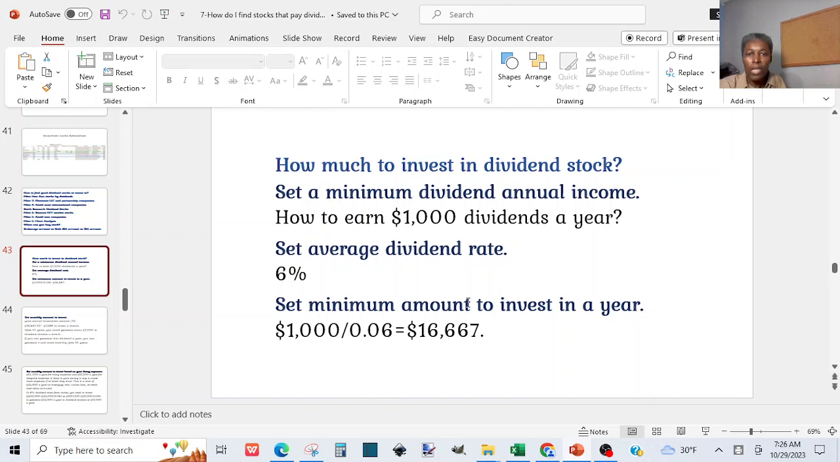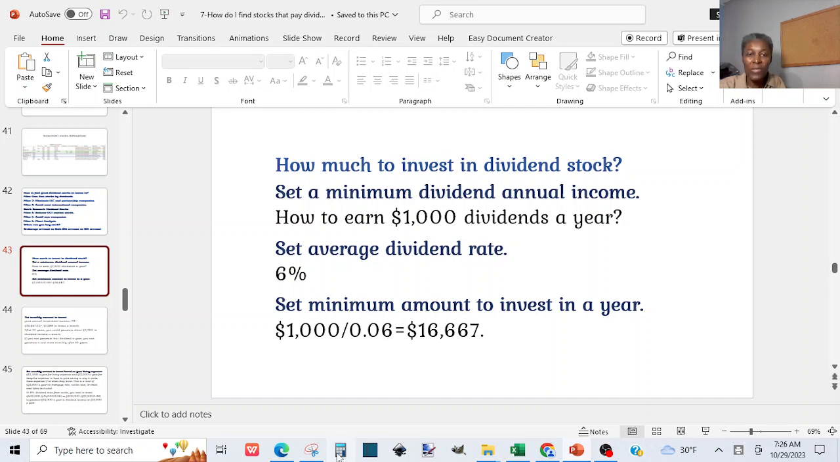So that way you can go from there. You know how much you need a month, you times it by 12 to see how much you need a year, and you go from there. But let's work with $1,000 a year in dividend. If you want to make $1,000 in dividend a year, how will you reach that goal?